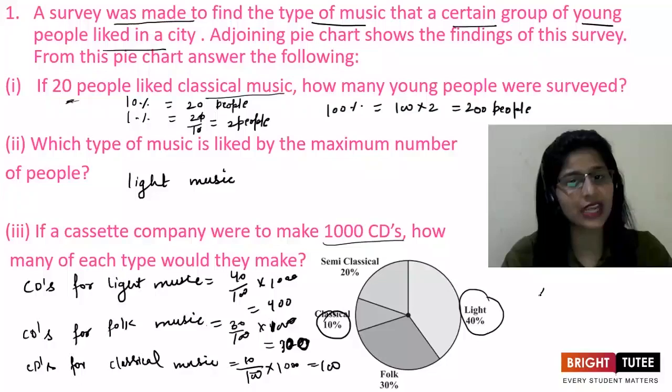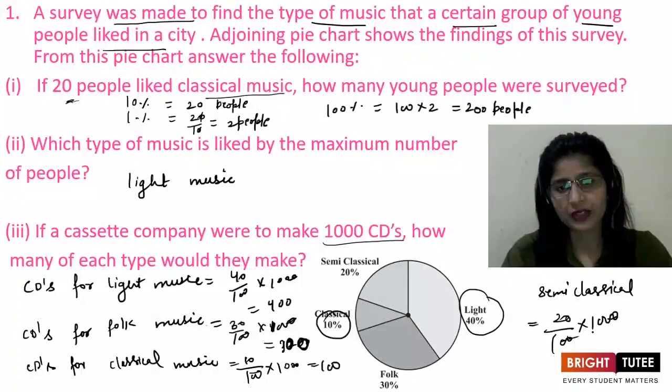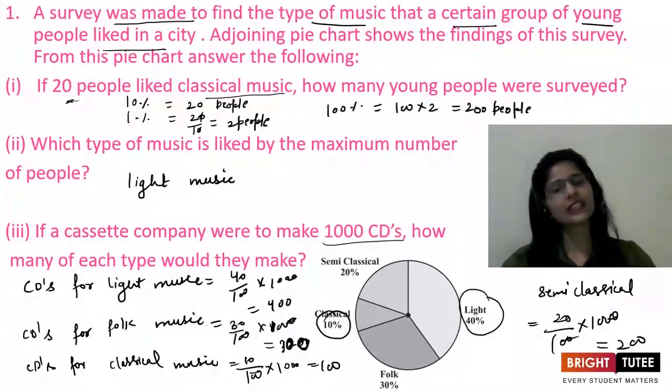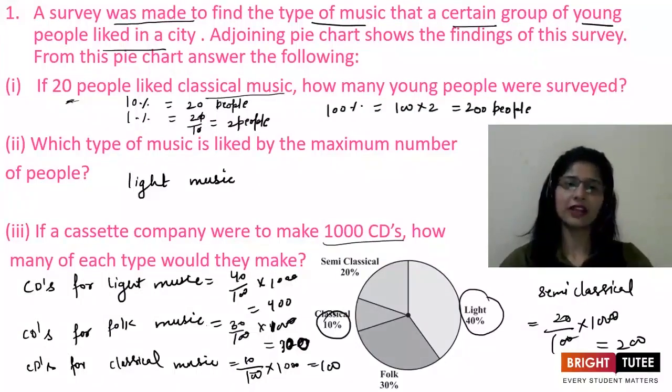And the last one is of which kind? Semi-classical. So for semi-classical, if we find the number of CDs, it is 20% of 1000. So we get 200. So out of 1000 CDs, they are going to make for light music 400 CDs, for folk music 300 CDs, for classical music 100 CDs, and for semi-classical music 200 CDs. So these are the number of CDs that the cassette company is going to make. Clear? So see, different kinds of questions, different types of conclusions we are reaching after this pie graph. Whenever information is depicted in such a graph form, it is really easy to reach conclusions very quickly.